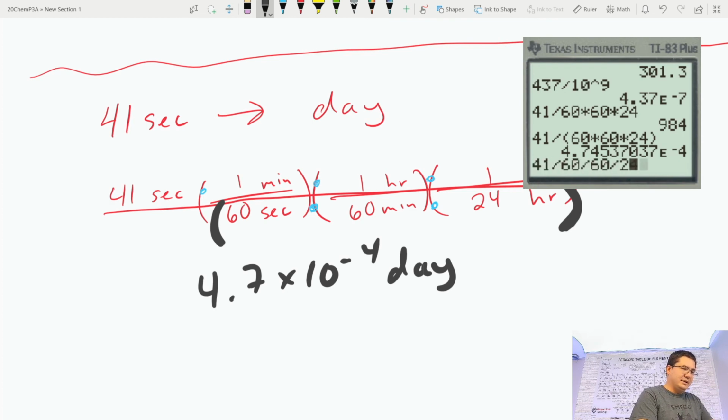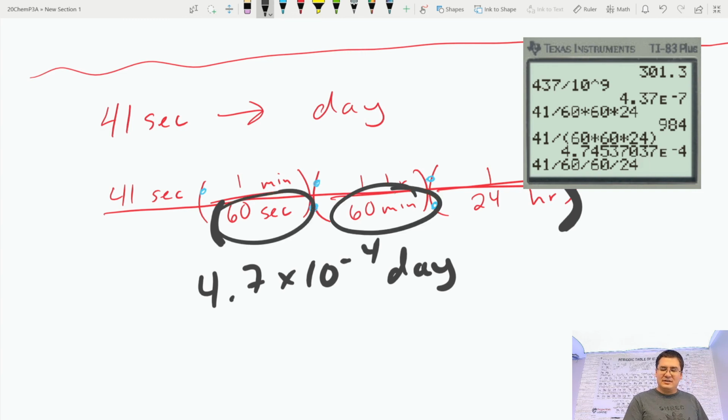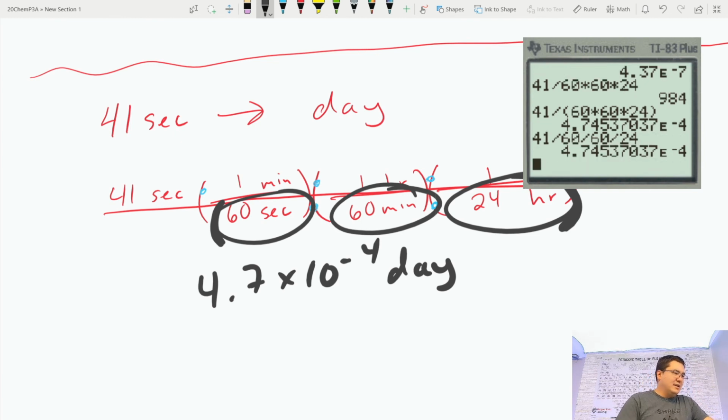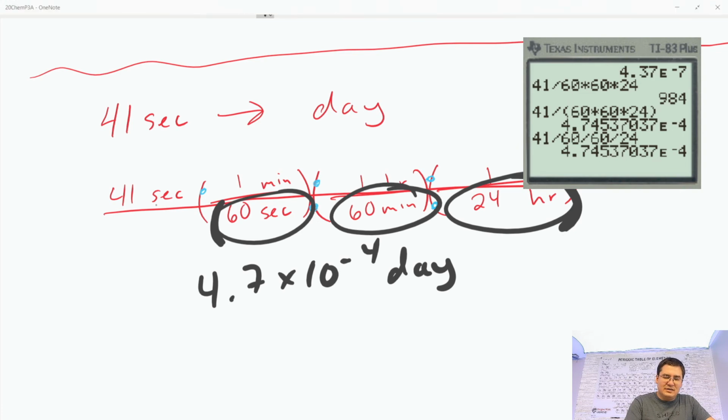Or actually my preferred way of typing it in, 41 divided by 60 divided by 60 divided by 24. You notice all three of these factors ended up with numbers on the bottom or in the denominator. Anytime you have something in the denominator, you're going to divide. Anytime you have a number in the numerator, you're going to multiply, and I get the same answer. So I prefer typing it in with just division and multiplication. I don't deal with parentheses. That's just my preference. But the big takeaway from today is the canceling of units.